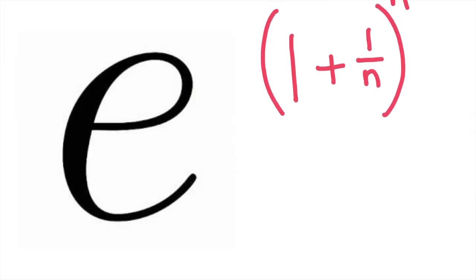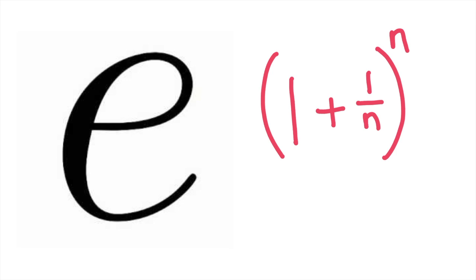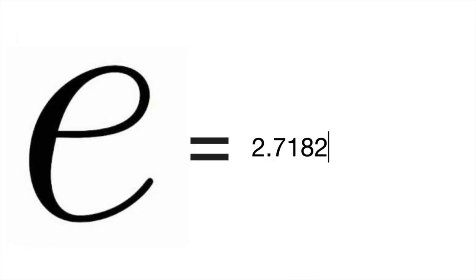e is the value that this expression approaches as n increases. Another way to express e is as the sum of this infinite series. e is an irrational number and the base of the natural logarithm.